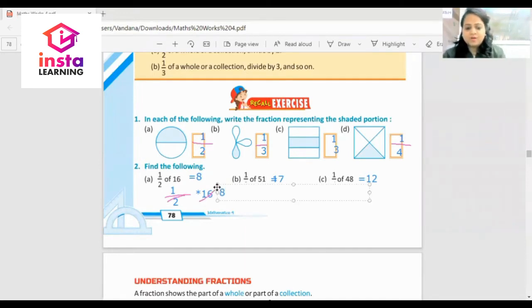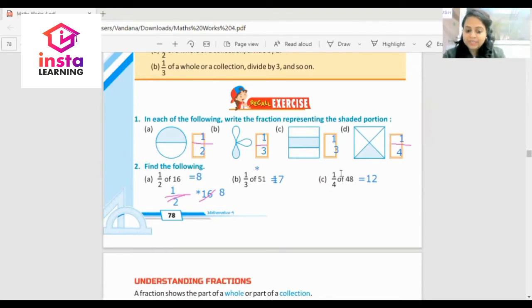Now come to this B question. 1/3 of 51. 'Of' means multiplication. So students, first do the divide sum. 51 is your dividend and 3 is your divisor. So the answer is 17. Okay, 17 is your answer. You can write here the sign of multiplication instead of 'of'. Okay, like this.